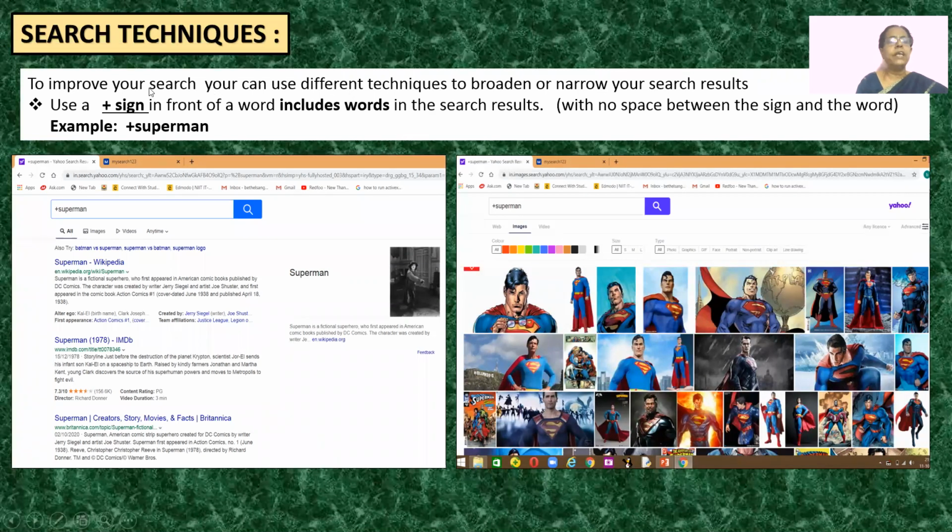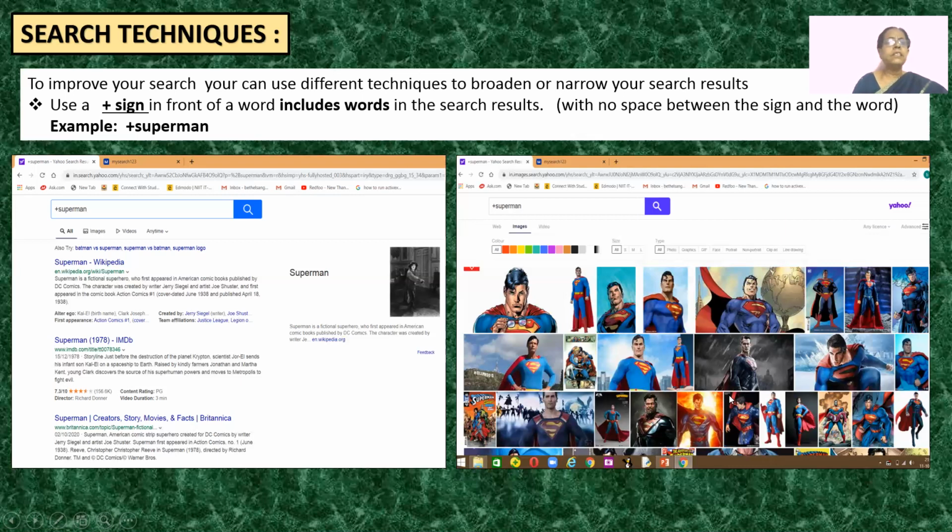So there should not be any space between the plus sign and the word. Here there's an example that I've given you, plus Superman, and I also went to Google and searched plus Superman. So everything related to Superman has been shown here. Even if you click here, you can see every piece of information: Superman, Wikipedia, the creator's story or a movie and so on. When I searched in images too, plus Superman, I got all information about Superman acting at different places with different poses, right?